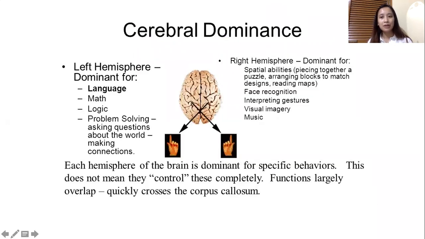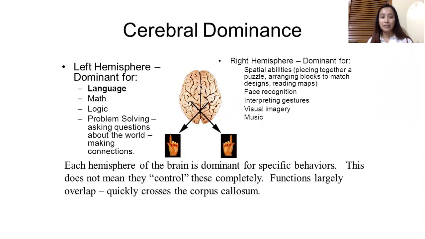Next, we go to cerebral dominance. Some people can be left hemisphere dominant or right hemisphere dominant, but most of us are left hemisphere dominant. The left hemisphere is dominant for language, math, logic, problem solving, asking questions about the world, and making connections. So each hemisphere of the brain is dominant for specific behavior.